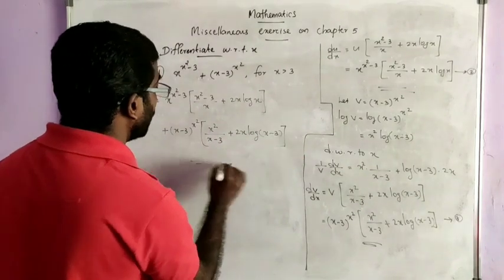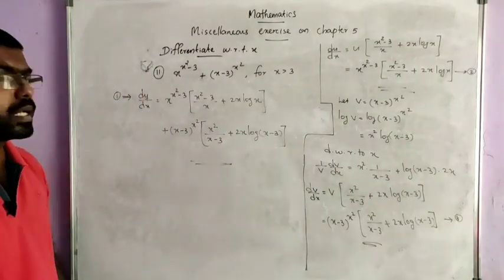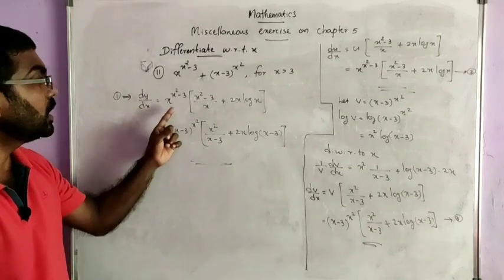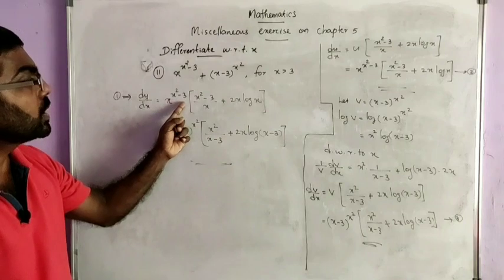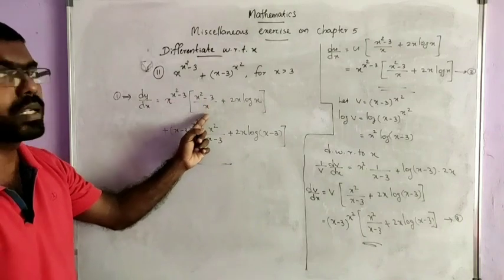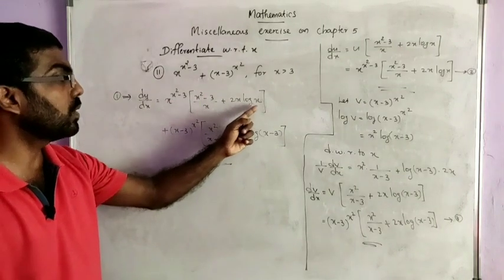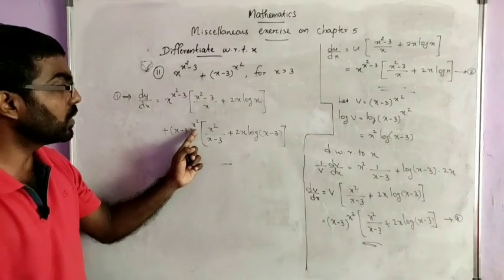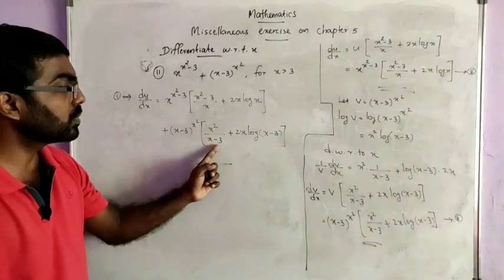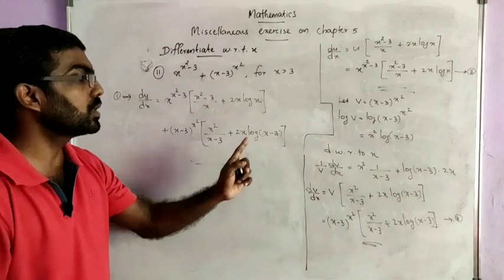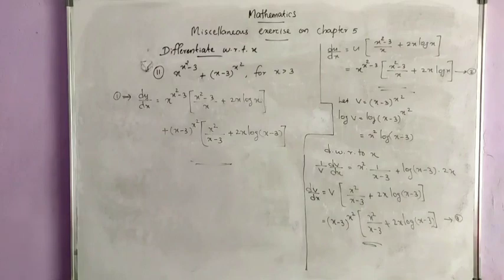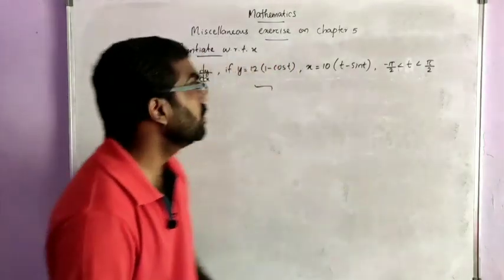Okay, that is the final answer. dy by dx is equal to du by dx plus dv by dx, that is x raised to (x square minus 3) into [(x square minus 3) divided by x, then plus 2x log x] plus dv by dx, that is (x minus 3) the whole raised to x square into [x square by (x minus 3), then plus 2x into log(x minus 3)]. Clear? And now we move on to next question.